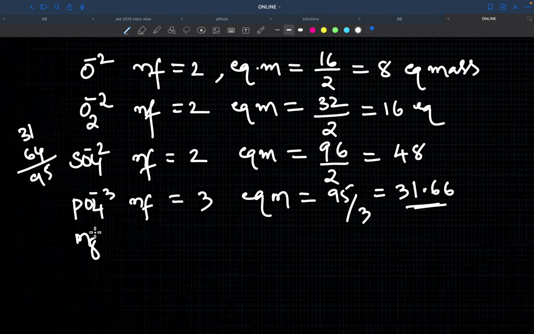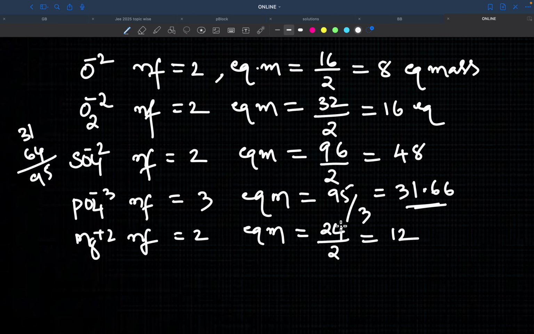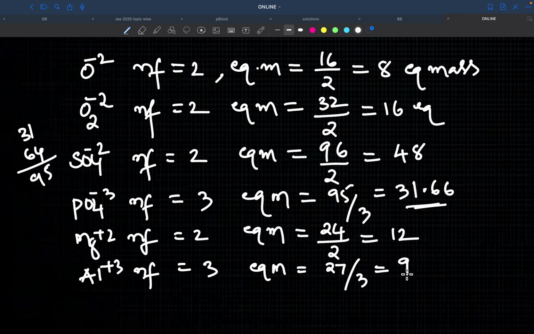For example, Mg+2, n factor is 2, so how do you calculate equivalent mass? Atomic mass of magnesium is 24 over 2 equals 12 gram equivalent mass. Let us take aluminium+3. What is the n factor? 3. So equivalent mass equals atomic mass of aluminium, 27, by 3, which is 9 grams.